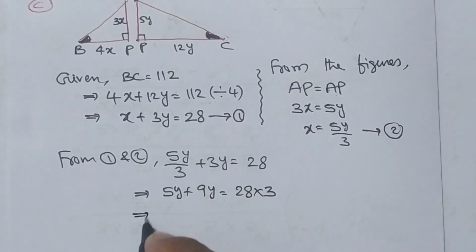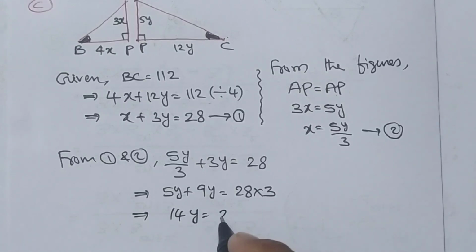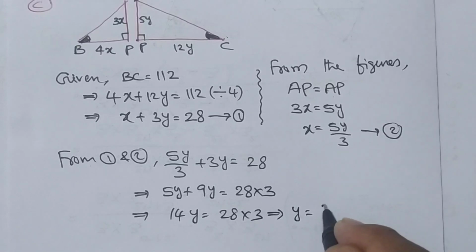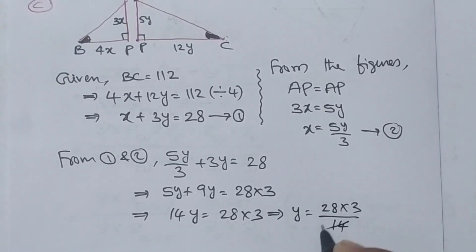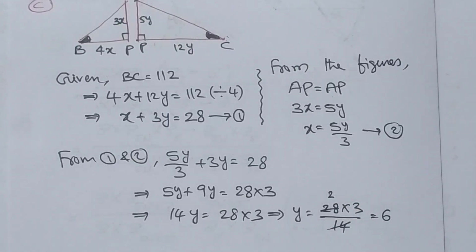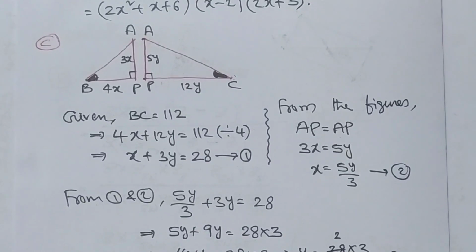Now this is 14y is 28 into 3. So y will be 28 into 3 by 14. 14 will cancel this 28. 2 times 2 3s are 6. Y is 6. Now let us see, the question is finding AP.